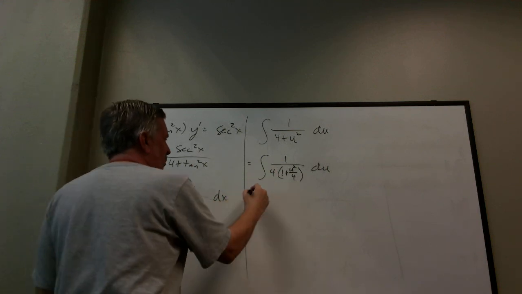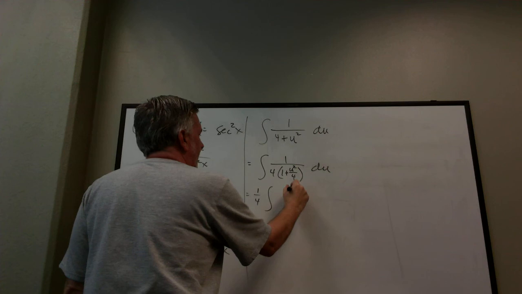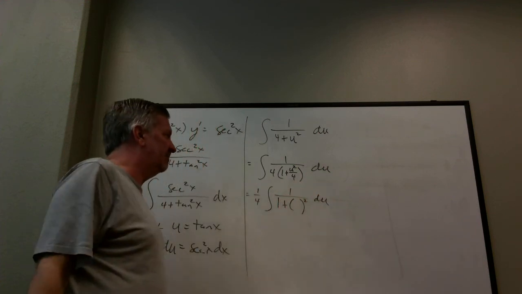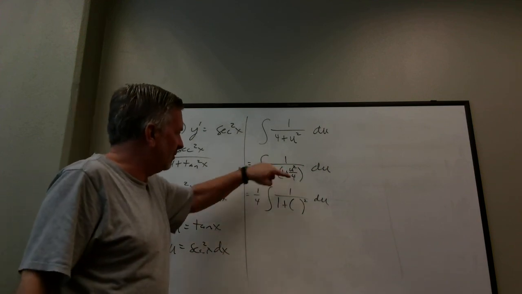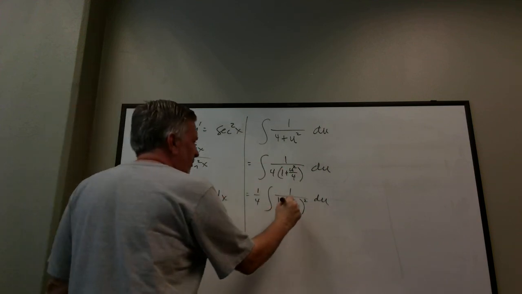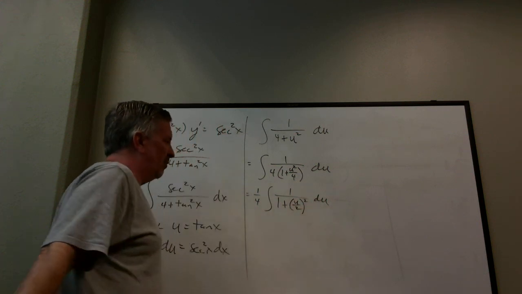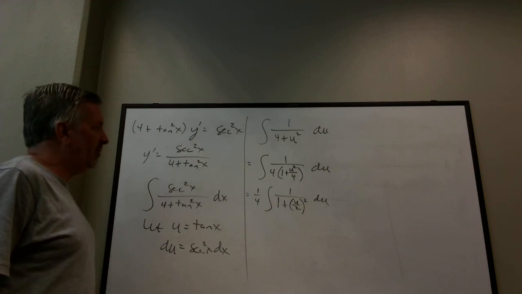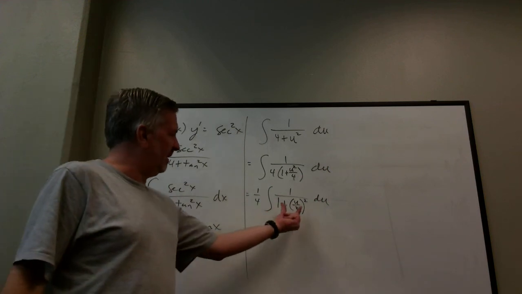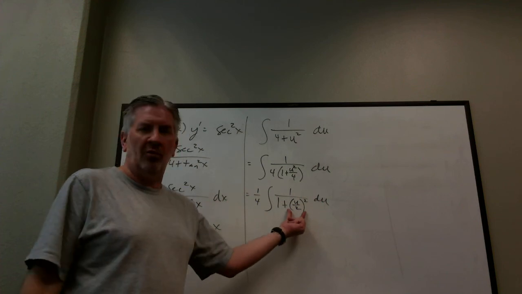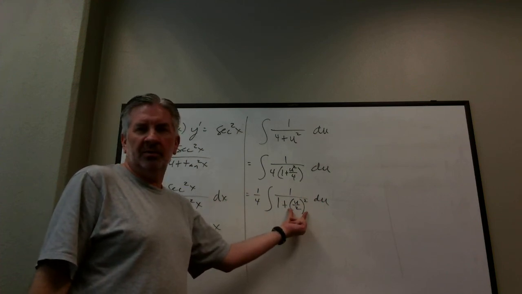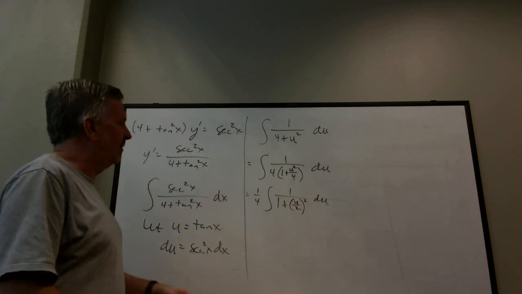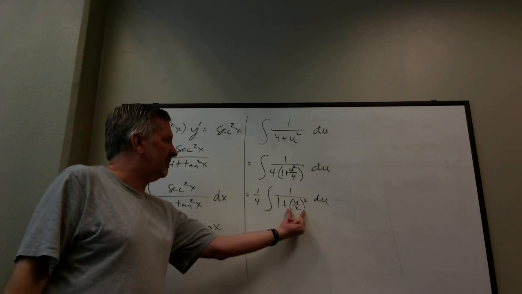Now I'm going to pull this 1/4 out front. And I want to rewrite this as 1 plus something squared. The whole thing squared. This is something squared over something. I want the whole thing squared. Well, that's just u over 2, isn't it? Because u over 2 squared would be u squared over 4. Okay, so the logical thing to do here would be a substitution, so let w be u over 2. But u over 2 is half u. That's a linear substitution. So I'm not going to work it out this time because I did it last time. So this would be a linear substitution.